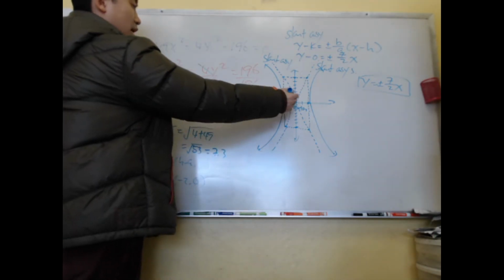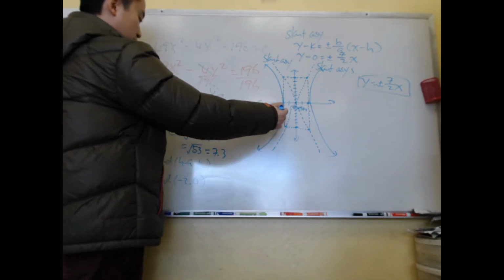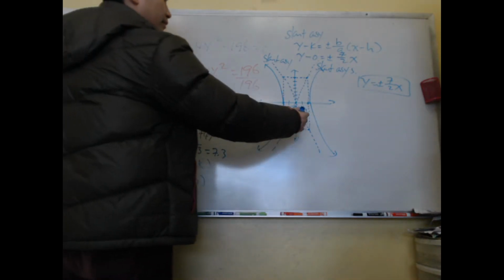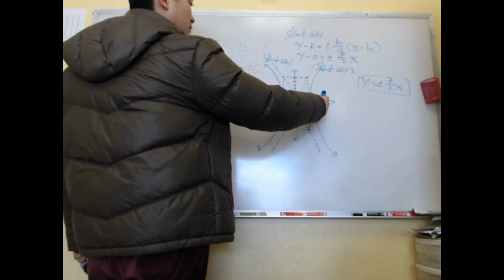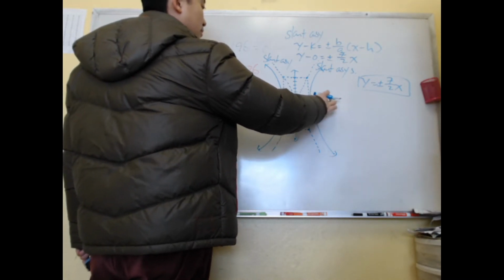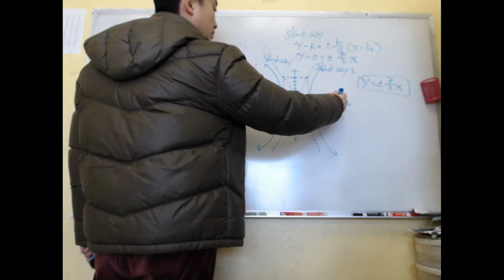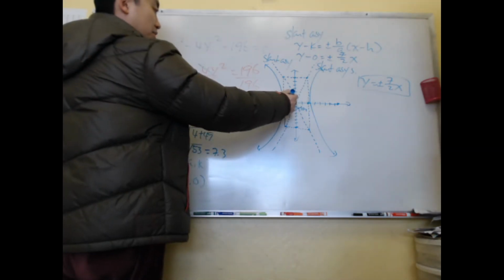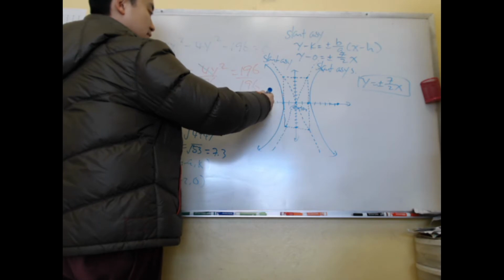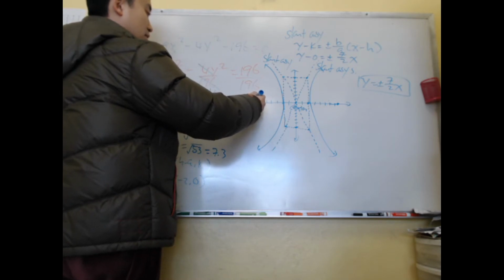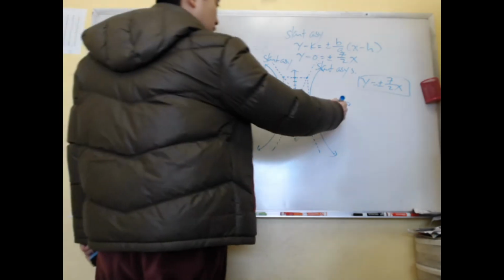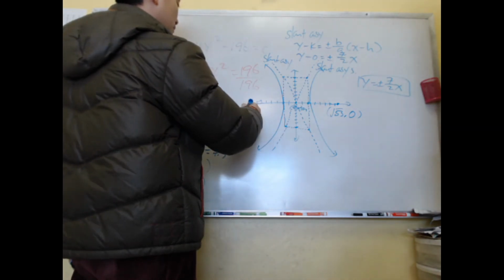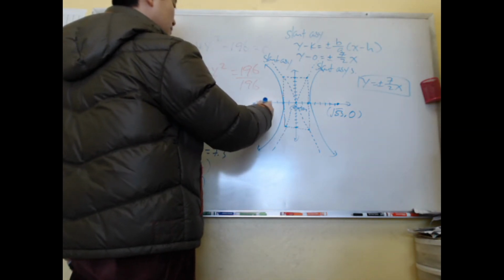So 7.3, so count it from the center. So 7.3 units to the left, and then 7 units to the right. So 1, 2, 3, 4, 5, 6, 7, point 3. So here's the foci, one of them. And then over here count it: 1, 2, 3, 4, 5, 6, 7, point 3.